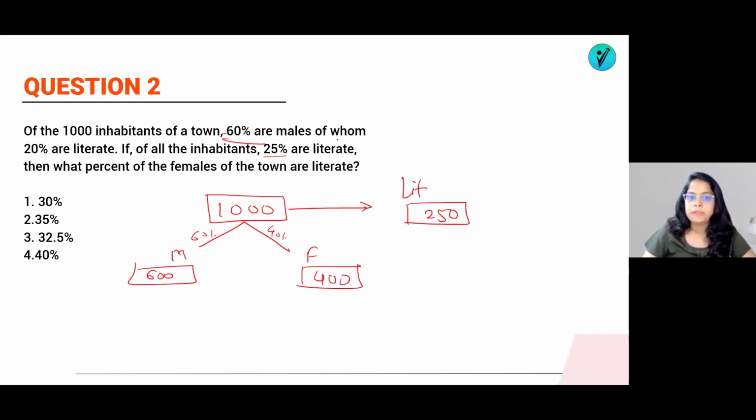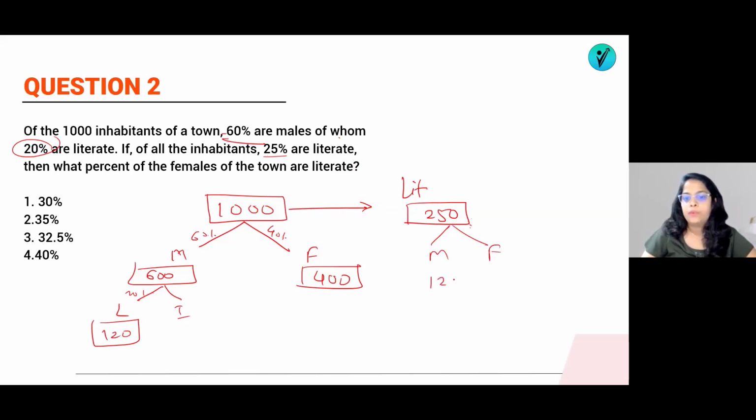And what are they saying here? Out of those 60% male, 20% are literate. So if I divide the males into literate and illiterate, literate will be 20%. So 20% of 600 means it will be 120. As they are asking what percent of the females of the town are literate, I know total literate are 250, out of which male and female.